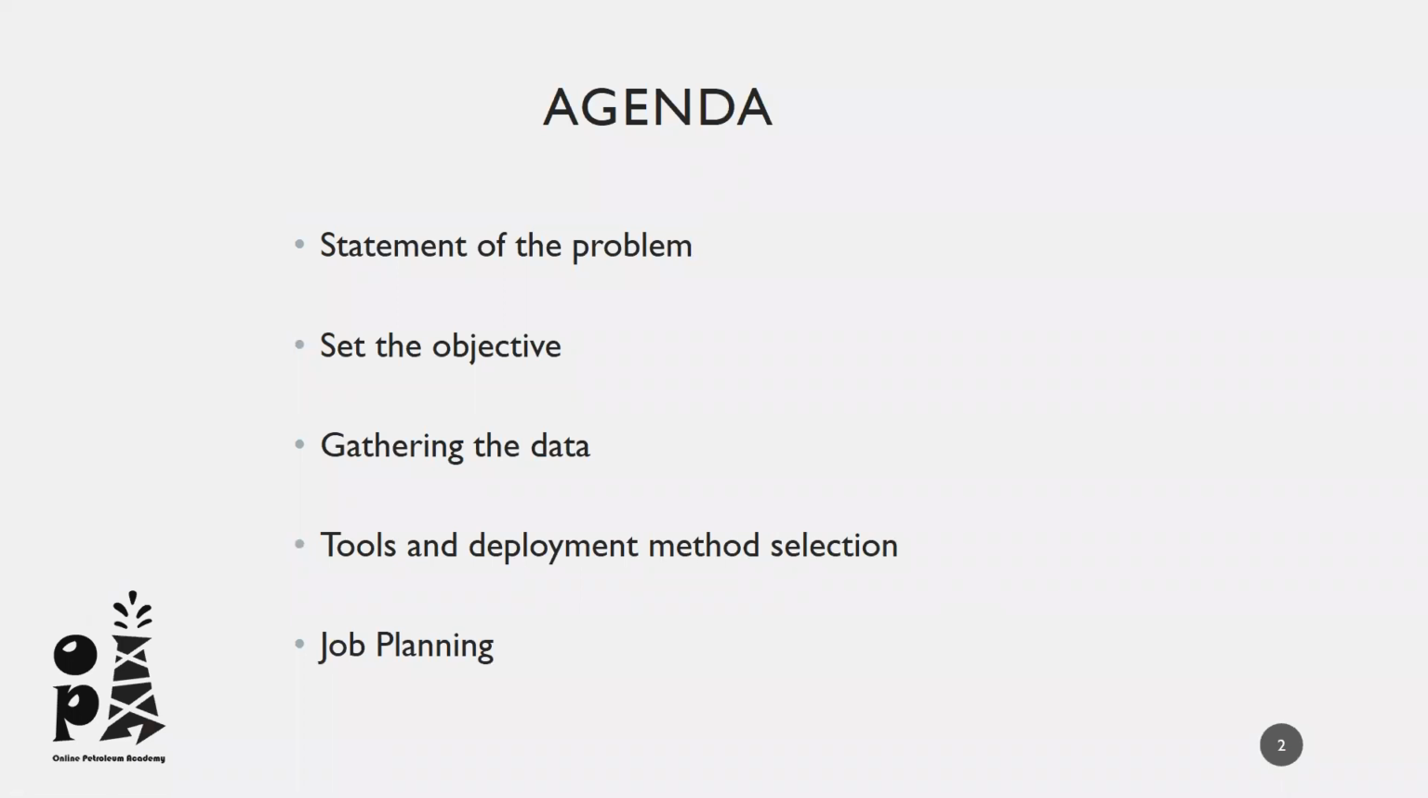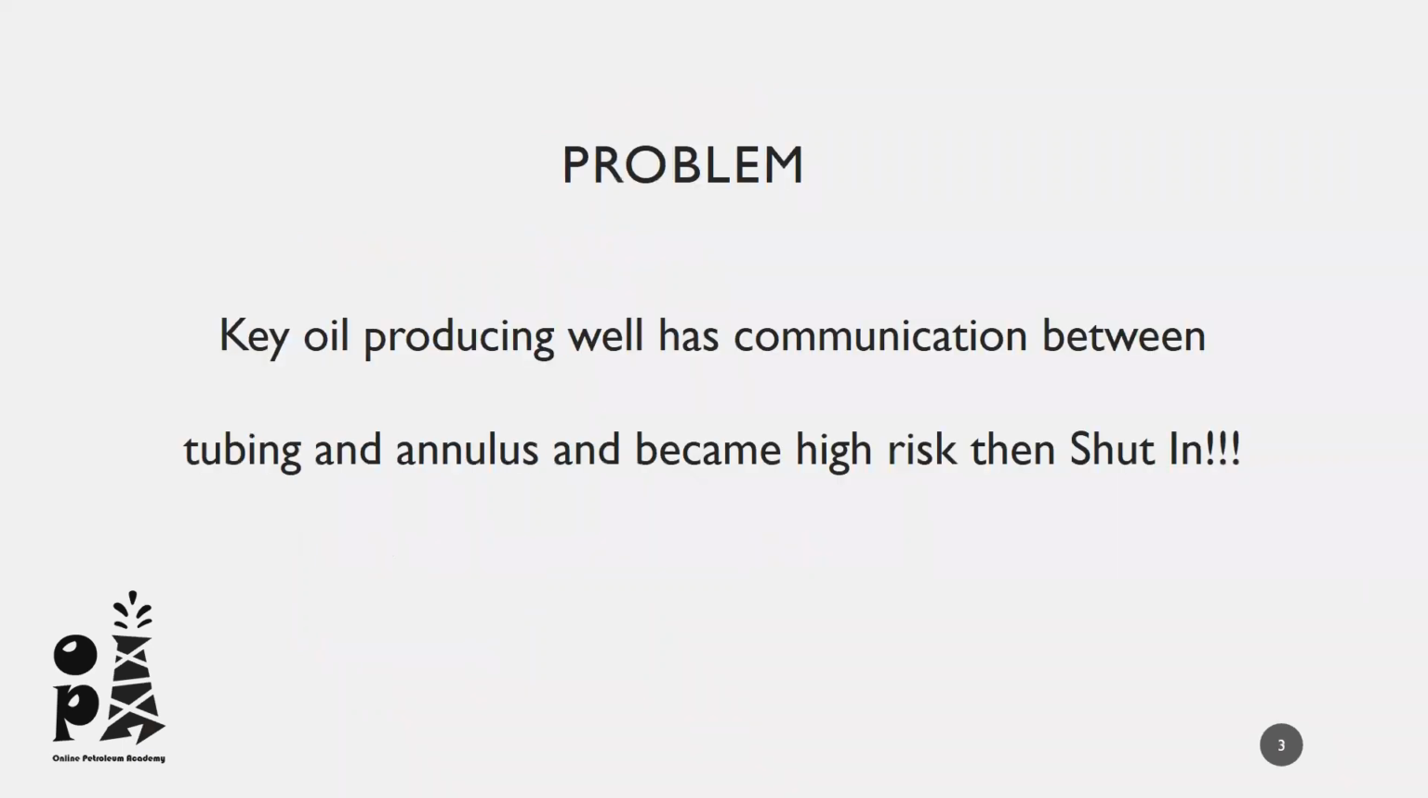Today we're going to talk about an actual case study of a BLT design to apply what we have discussed in the last session, starting from statement of the problem or setting the objective till job planning. Our problem today is a highly productive oil producing well that suffers from a communication between tubing and annulus problem and becomes a high risk and must be shut in.